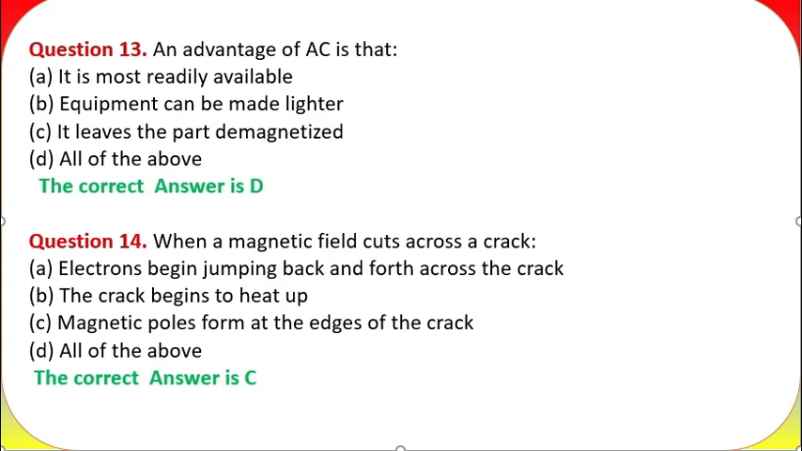Question 14. When a magnetic field cuts across a crack: A. Electrons begin jumping back and forth across the crack. B. The crack begins to heat up. C. Magnetic poles form at the edges of the crack. D. All of the above. The correct answer is C.